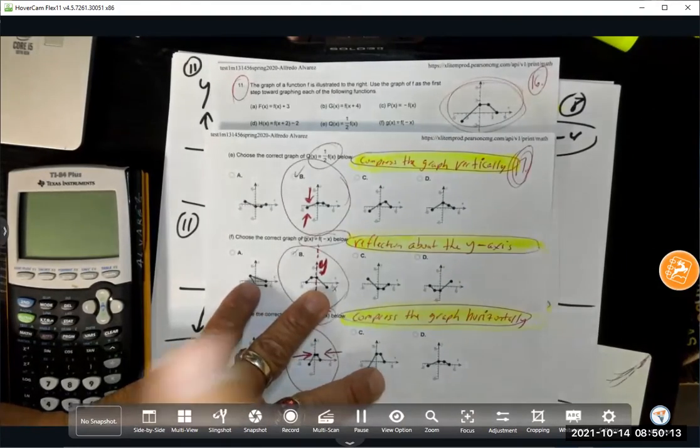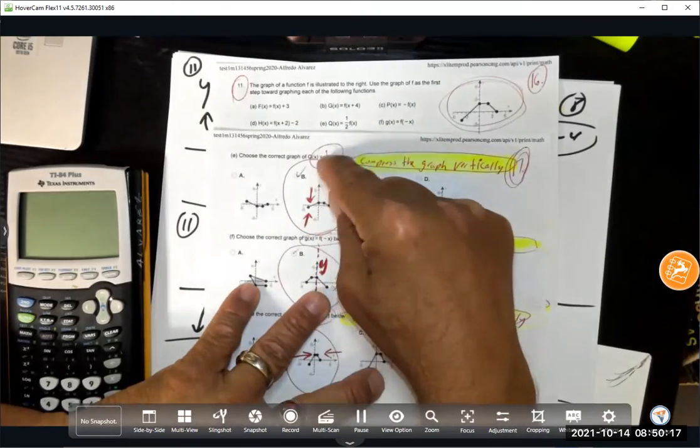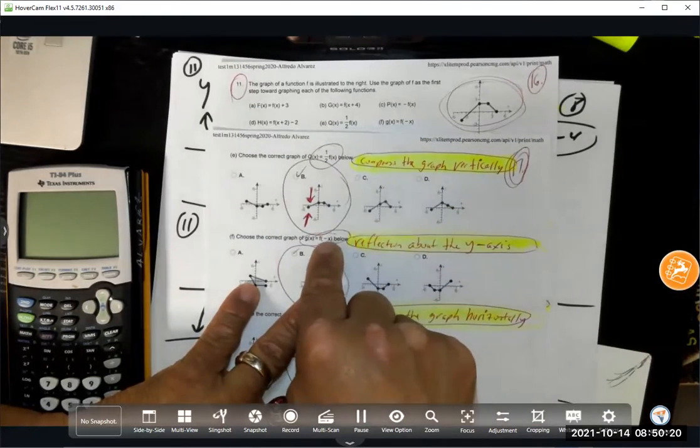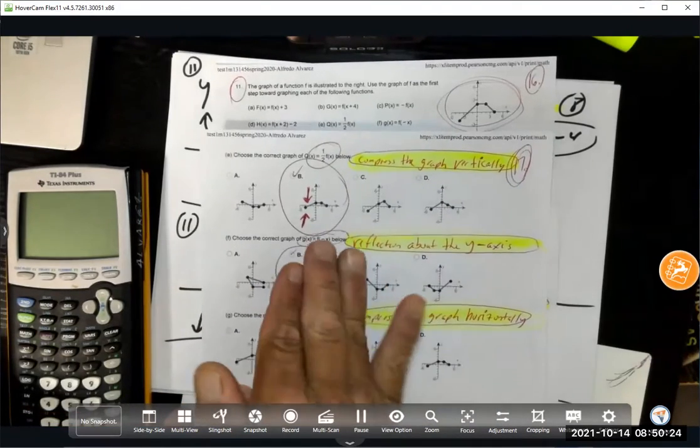Okay, this one you just have to remember. If it's a 1/2 or 1/3 outside, just squash it down. If it's a negative x inside where the function is, just twist it around the y.